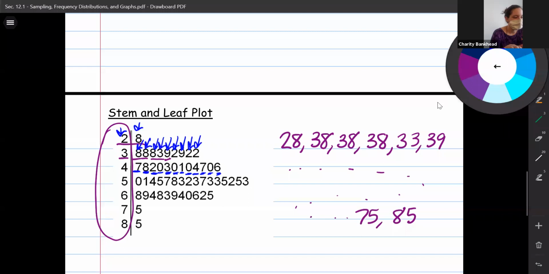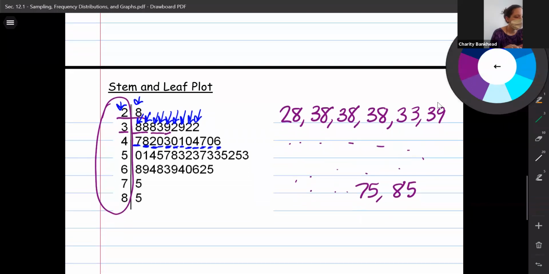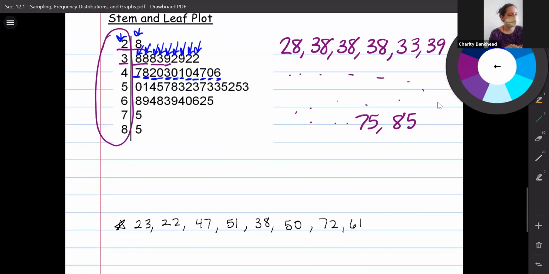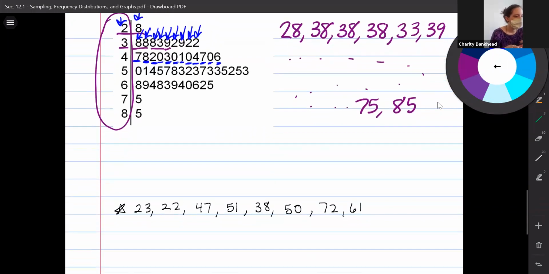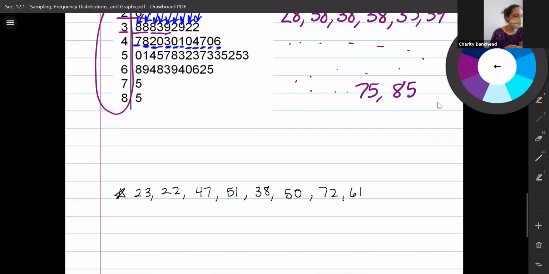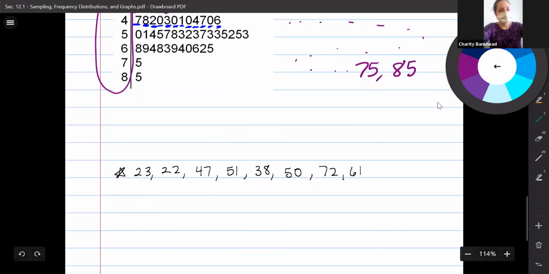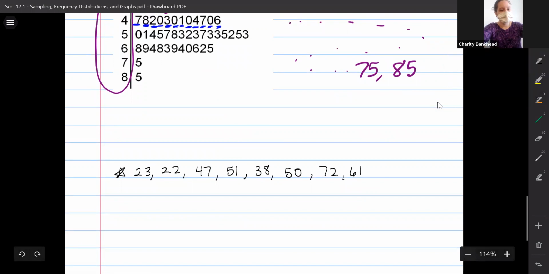All right. Let's see. The next thing I'm going to do is take this small data set right here and turn it into a stem and leaf plot. So if it didn't make sense yet, maybe this will help.